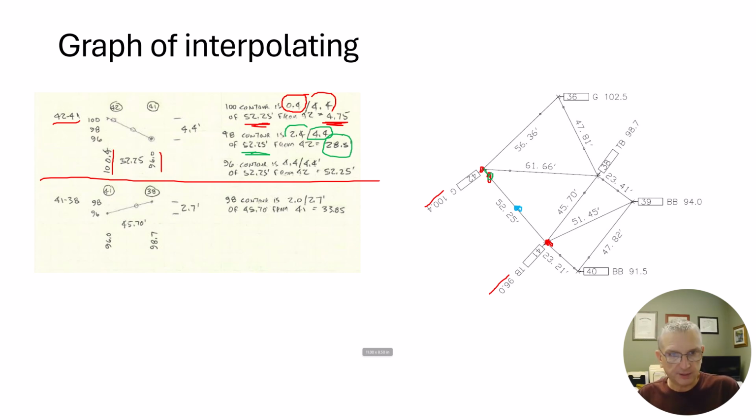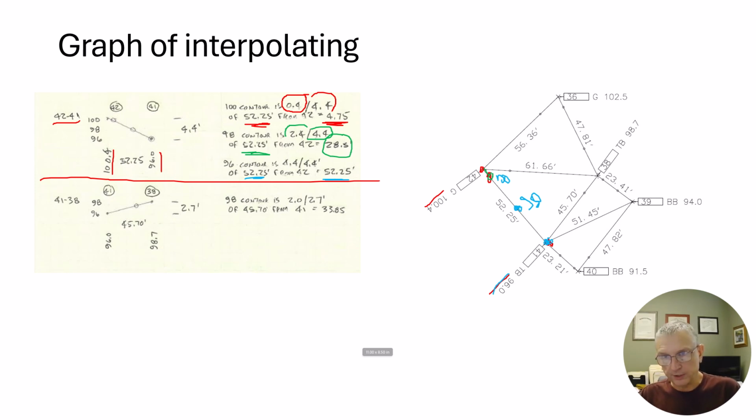Now, it's obvious that a point with elevation 96 is where the 96 contour is going to cross. But just to show how the math works, it's the full 4.4 divided by 4.4, or 1.0 times 52.25, which is 52.25. So we get another tick mark here on top of number 41. So that's where the 96 is right here. This is the 98. And then this is the 100 where it's crossing.